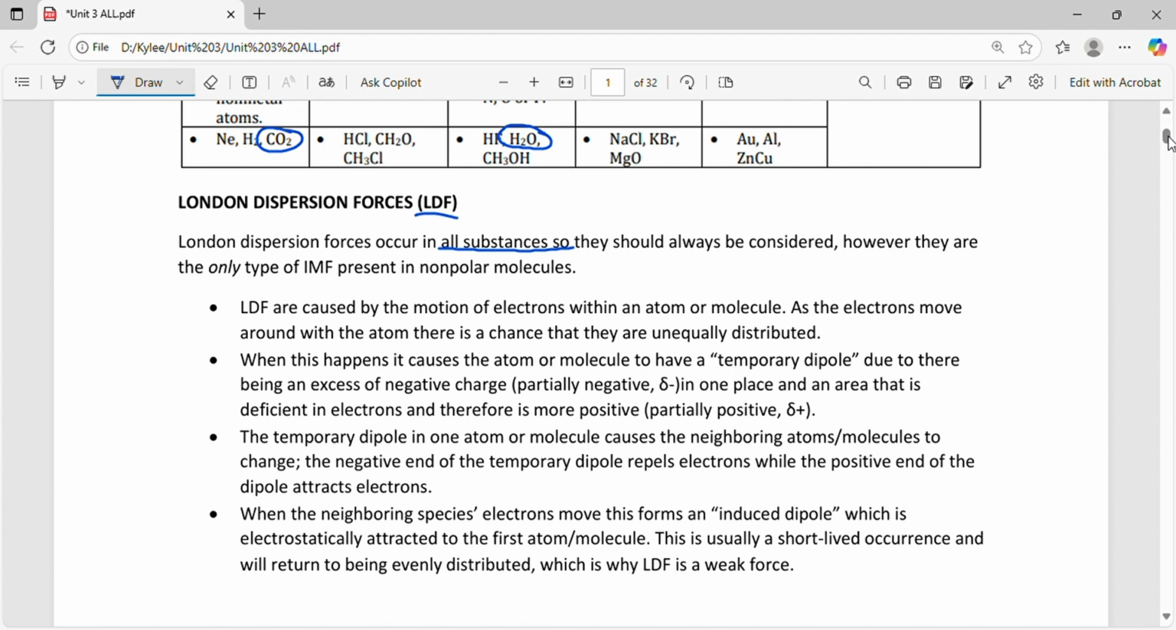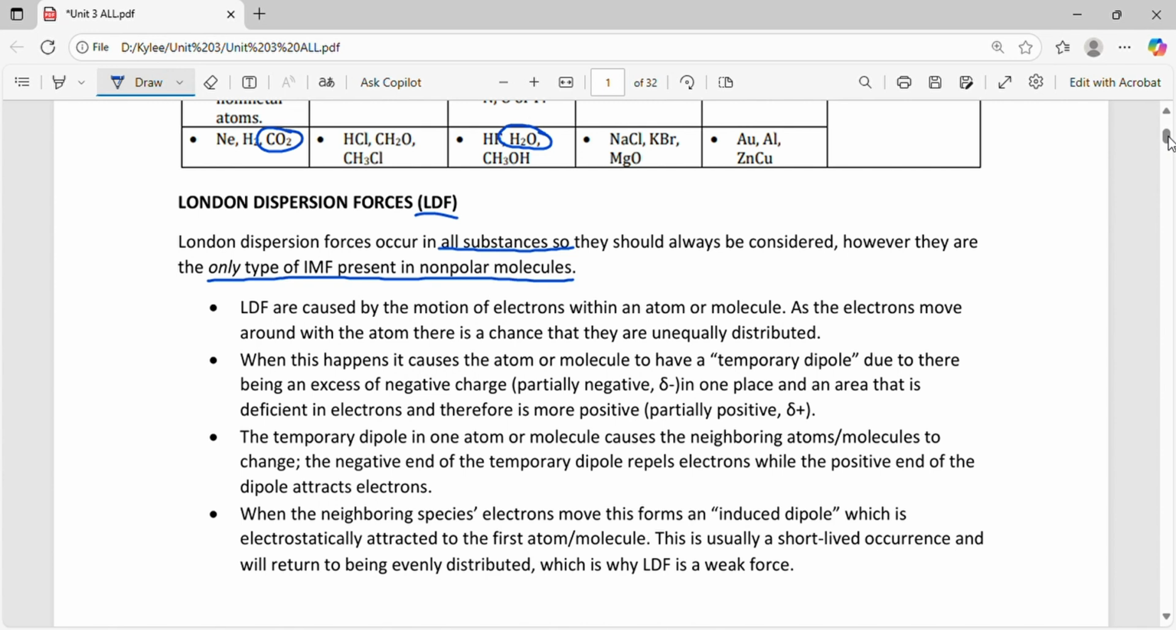Even if something is inert, like our noble gases, which don't tend to bond with anything, they will still experience London dispersion forces. The other thing to keep in mind is that if we identify something as nonpolar, this is the only IMF that it can experience.